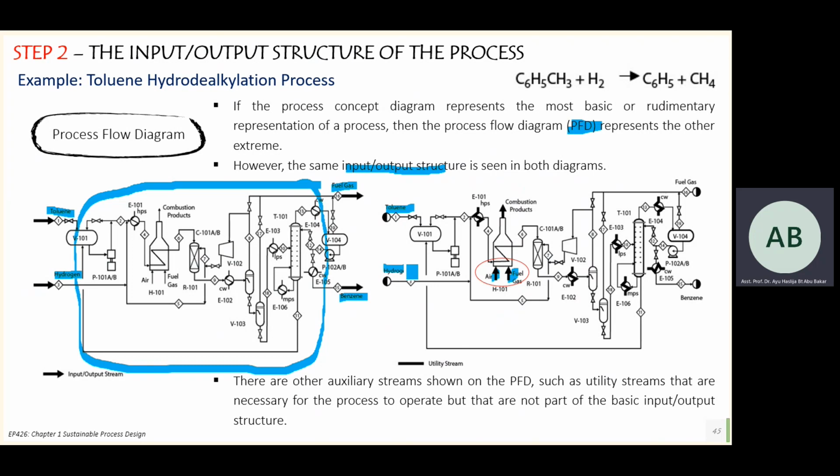Toluene is the input. Okay, this one is clear. Input. The air over here, air and fuel, input as well. But this is the utility. Combustion product is your output. Okay, where this one should be categorized as the waste combustion product. Your main product would be the fuel gas and the benzene. Okay, other than that can be considered as waste.